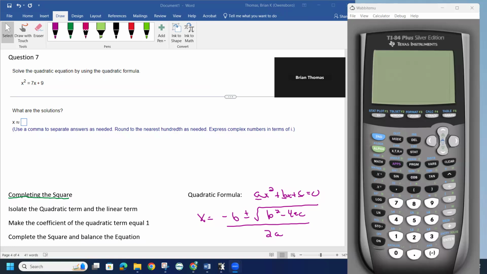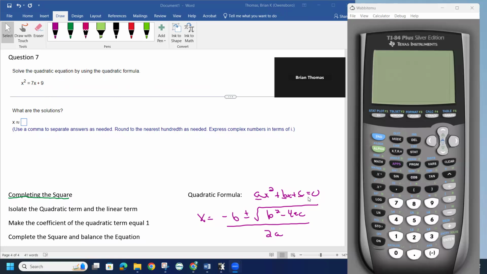So question 7 says solve the quadratic equation by using the quadratic formula. Also, it talks about rounding the answers to the nearest hundredth. So we can actually do all this on the calculator then. We don't have to do any simplifying of radicals this time.